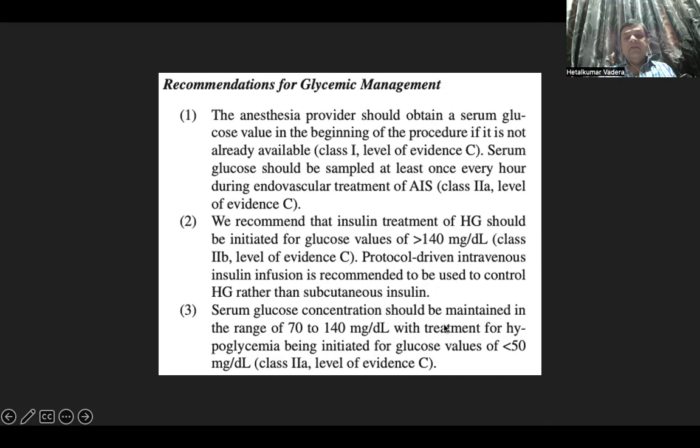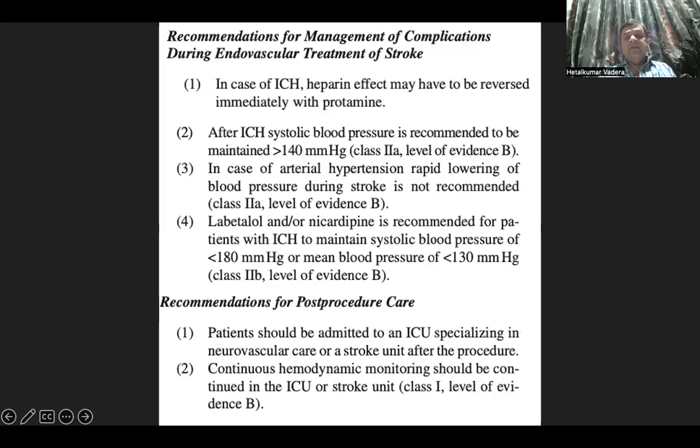Serum glucose concentration should be maintained in the range of 70 to 140 mg/dl, with treatment for hypoglycemia initiated if it is less than 50. So our target is 70 to 140. For complications, in case of ICH, heparin effect may have to be reversed immediately with protamine. After ICH, systolic blood pressure is recommended to be maintained more than 140 mmHg.